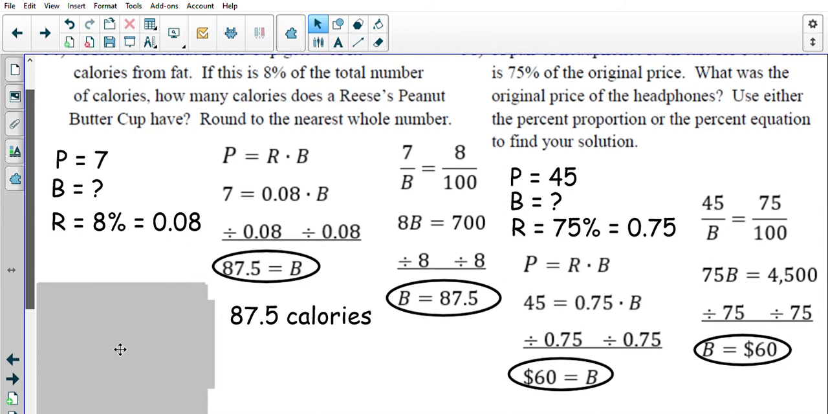So on your quiz, there are going to be a small handful of questions, I think usually 2 to 4, where I say percent proportion, 2 where you use percent equation, and then for the rest of it, you can use whatever method you want. I'll let you know closer to the quiz, but I want you to be familiar with both methods.